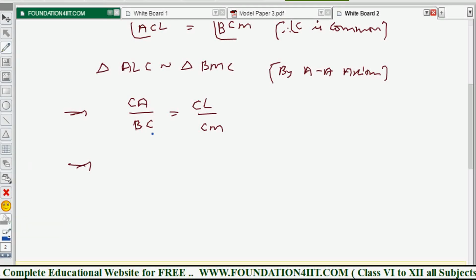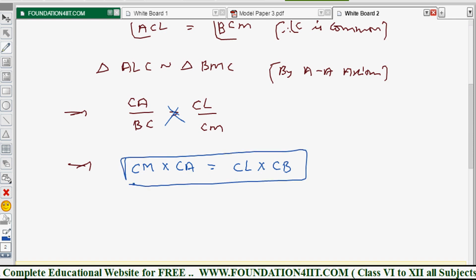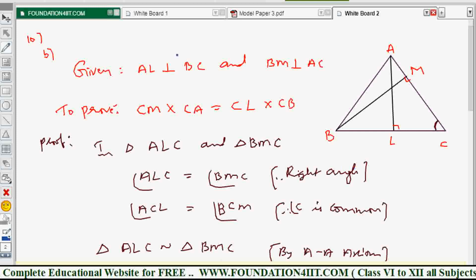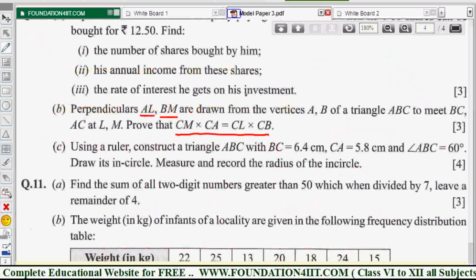That is, do cross multiplication. CM into CA is equal to CL into CB. Yes, this is only what we need to prove. Hence proved. Right, it's simple. Just prove the triangles are similar and use the corresponding sides having the same ratio property to prove the required thing. And see the next one.